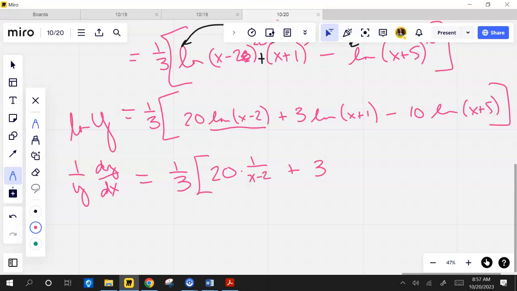3 times 1 over x plus 1 minus, and you could be writing them this way, right? Because that's really what they are. They're on the top. I just put them there on the top of the fraction so I didn't have to rewrite the problem again. Everybody agree there?